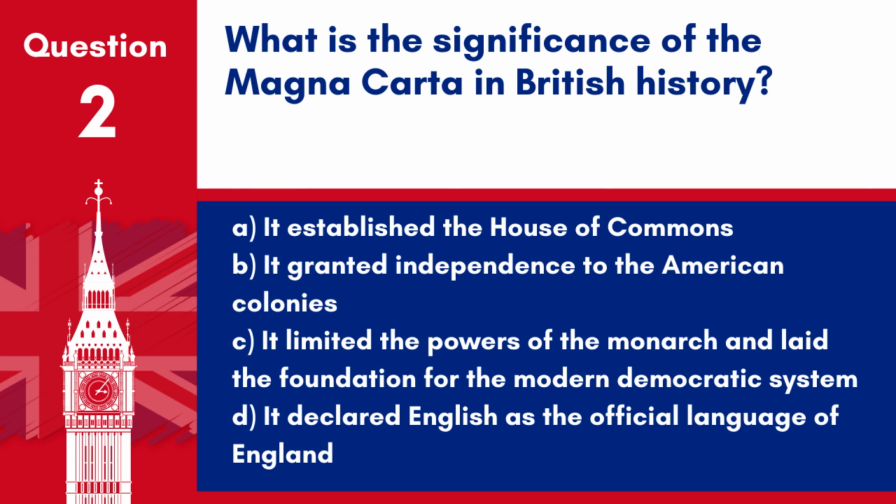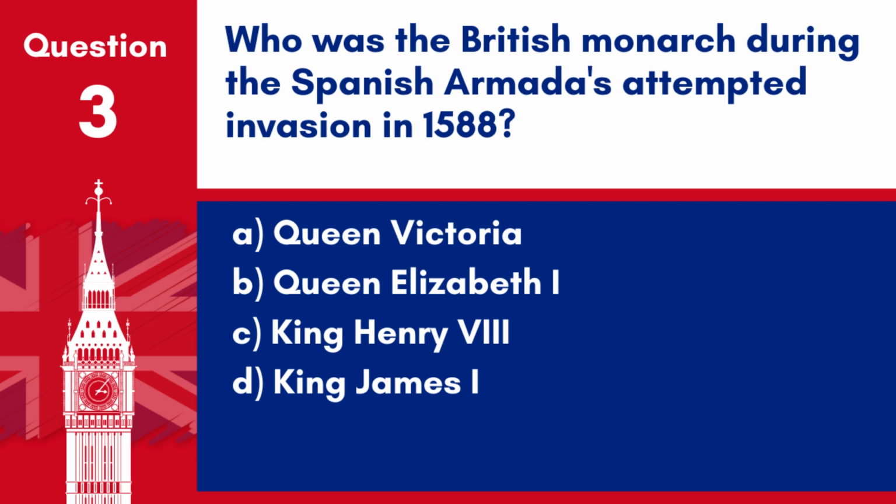Answer. C. It limited the powers of the monarch and laid the foundation for the modern democratic system. The Magna Carta, signed in 1215, is significant because it limited the king's power and laid the groundwork for modern democracy. Question 3. Who was the British monarch during the Spanish Armada's attempted invasion in 1588?